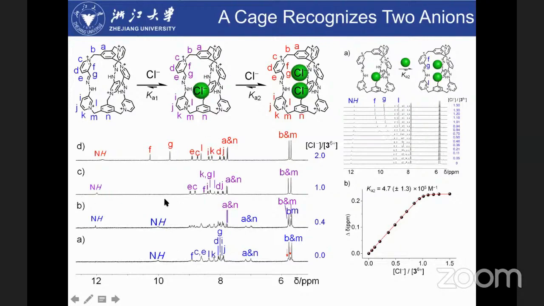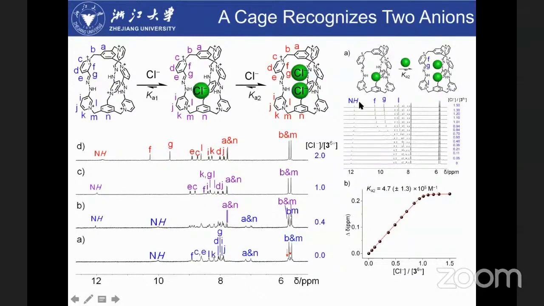So if you add one equivalent of chloride, you can see all the broad peaks become sharp, and the NH will shift all the way to 12. This is a typical downfield shift, indicating the occurrence of hydrogen bonding. And if you add another equivalent of the chloride, you can see another set of peaks taking place here. And these F and G, you can see these two species will undergo hydrogen bonding with the chloride. You know, hydrogen bonding always drives the chemical shift from the upfield to the downfield.